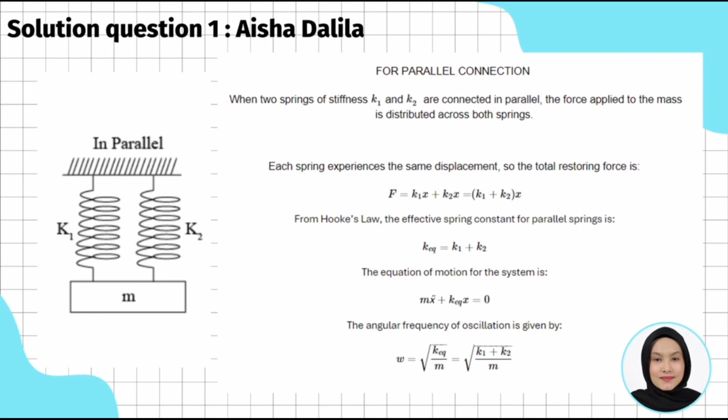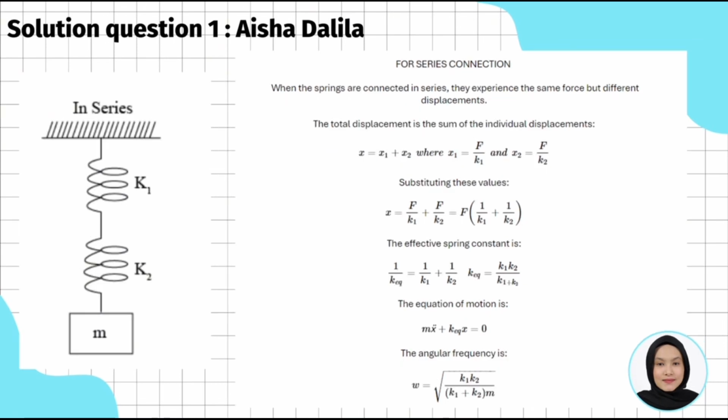The equation of motion for the system is m x double dot plus K equivalent x equals 0. That will give us the angular frequency of oscillation, omega equals square root of K equivalent over m, or we can simplify as omega equals square root of (K1 plus K2) over m. Next, let us move to the series connection.